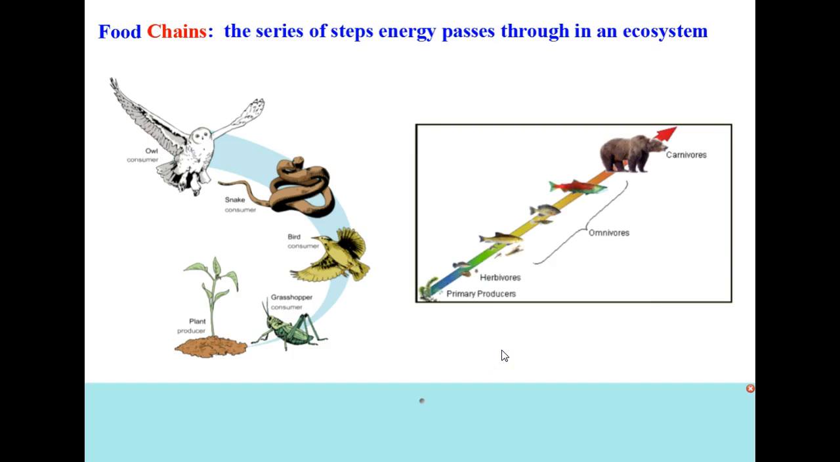Over here on the right, we have another, more aquatic example. We have primary producers of aquatic plants that are eaten by herbivore type fish. These small fish are eaten by omnivorous fish, which eat each other, and are eventually eaten by the bear, which of course would be your carnivore.